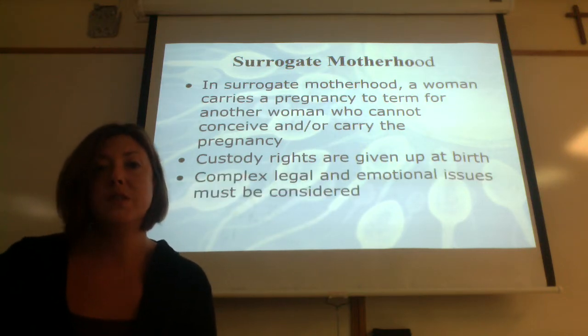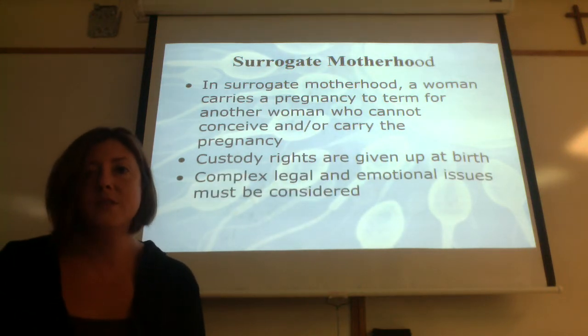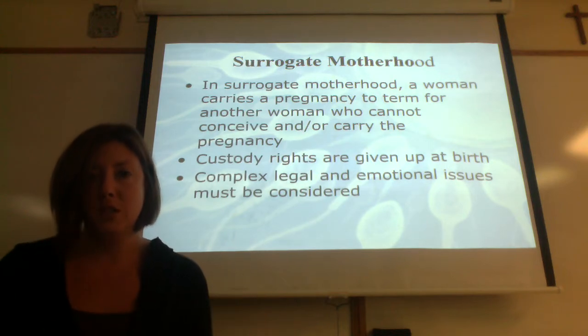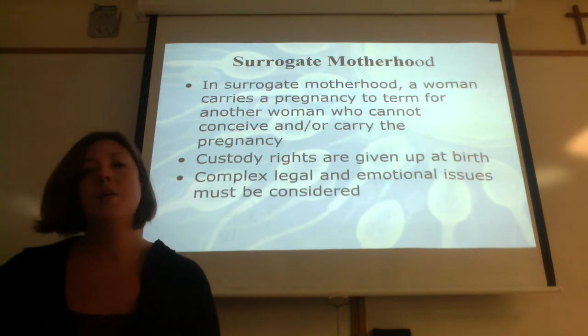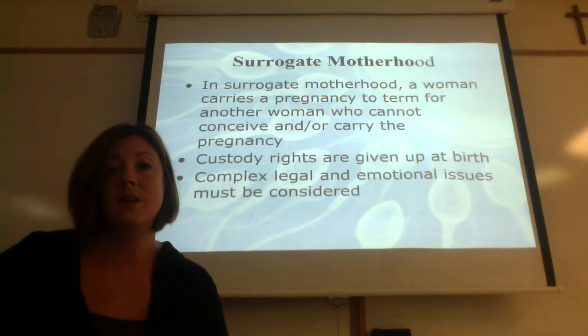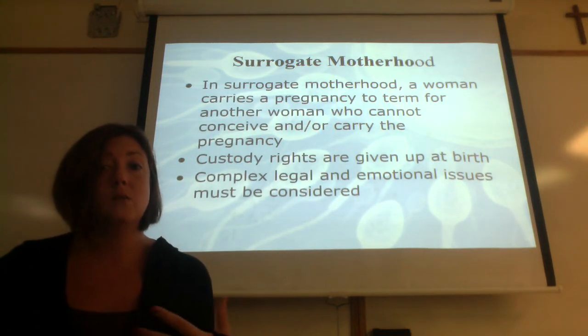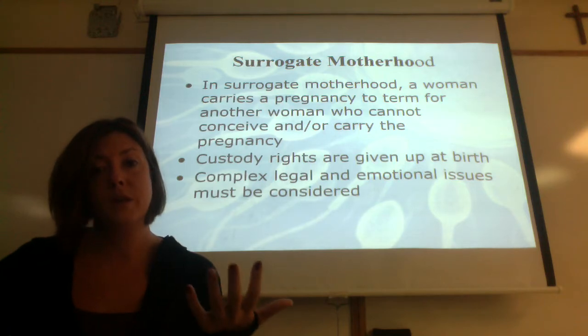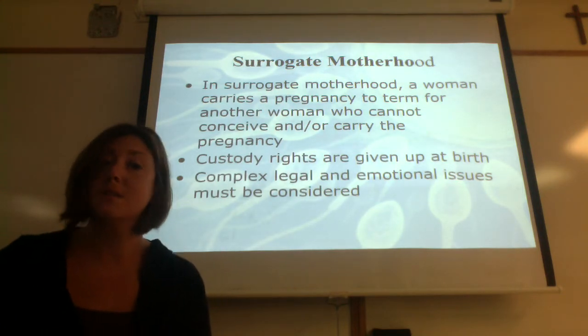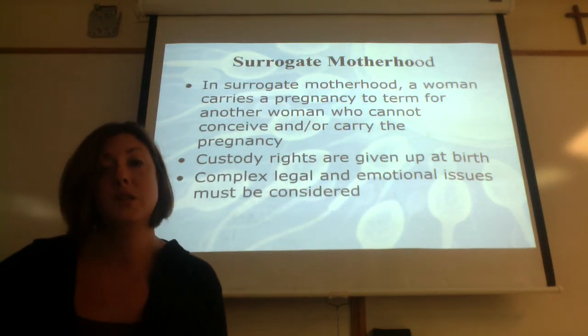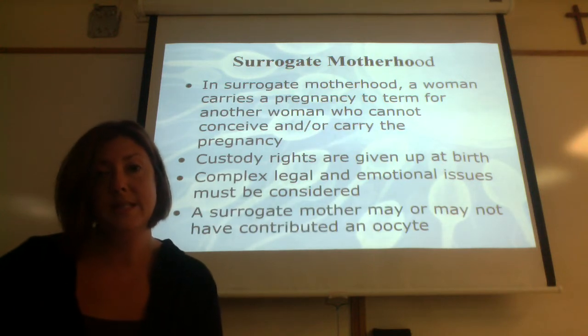So once those custody rights are handed over, then of course the child is going to be given to the mother who actually donated the eggs. There's a lot of legal and complex emotional issues here that have to be considered, in which most cases surrogate motherhood agencies won't actually accept a woman for surrogate motherhood until she's approximately 28, because the younger a woman is, the more likely it is that she's going to change her mind towards the end of the pregnancy.